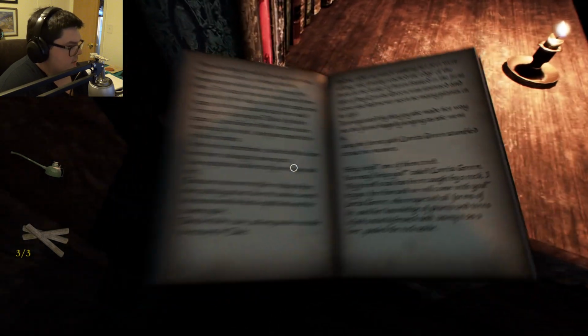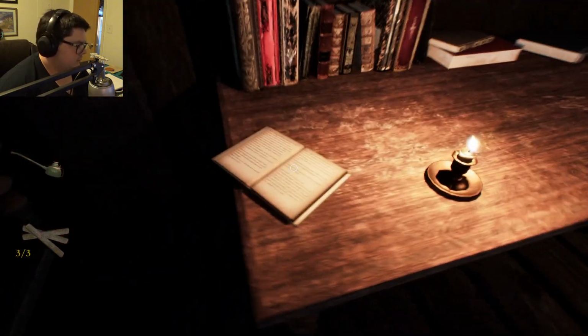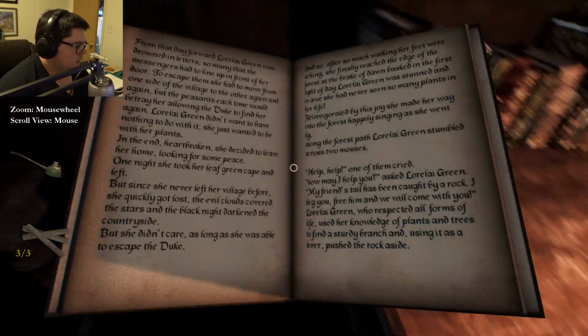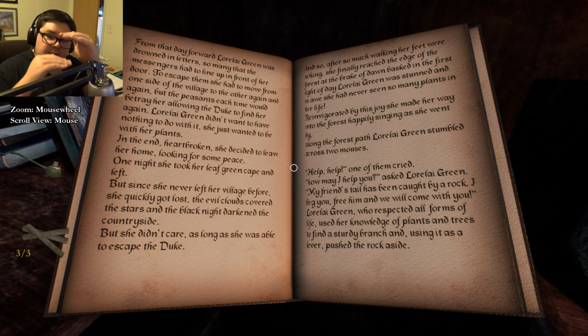Okay, this... Stop. No, read the book, but you can... No, read the book. Let's do it over here. Okay, there we go. Can't stand the lighting difference.